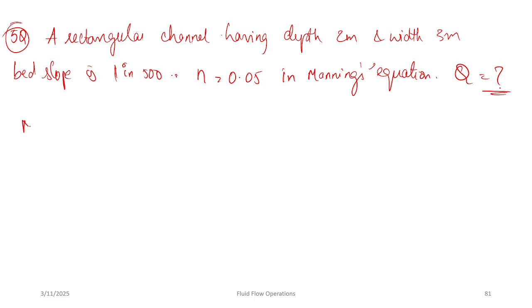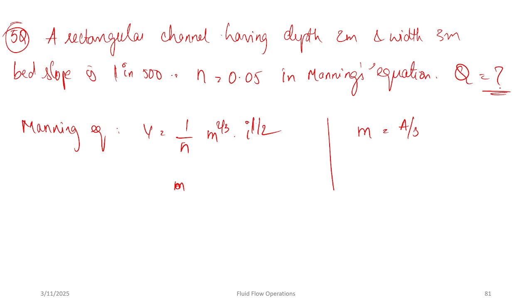So it's nothing but V is equal to 1 by n into m power 2 by 3 into I power half, right? And what is m? M is nothing but area by wetted surface area, and I is tan theta or sin theta. Okay.